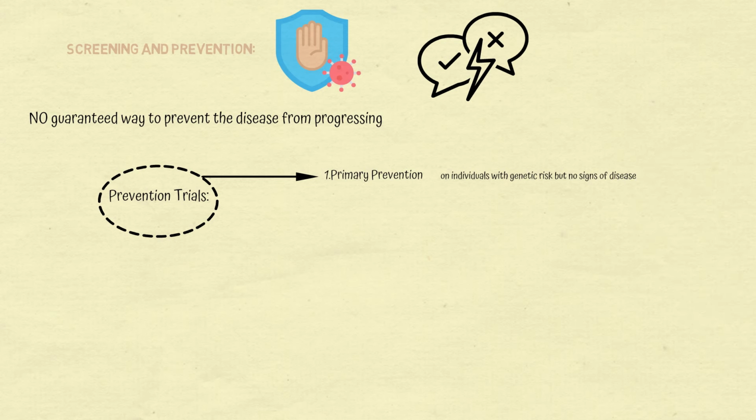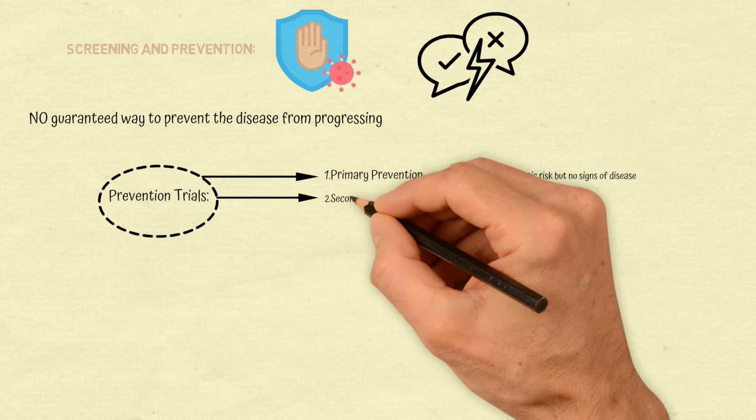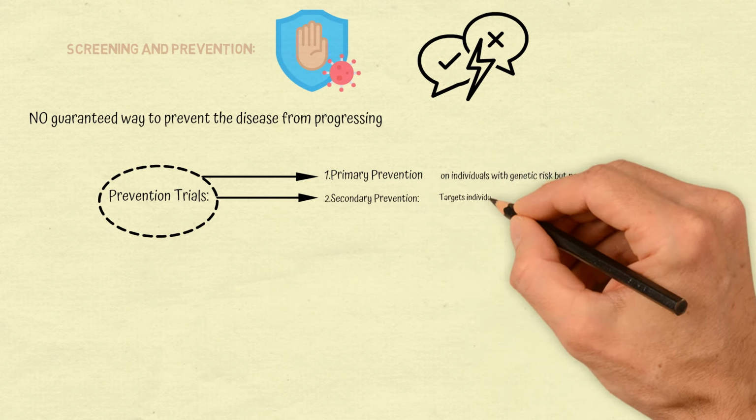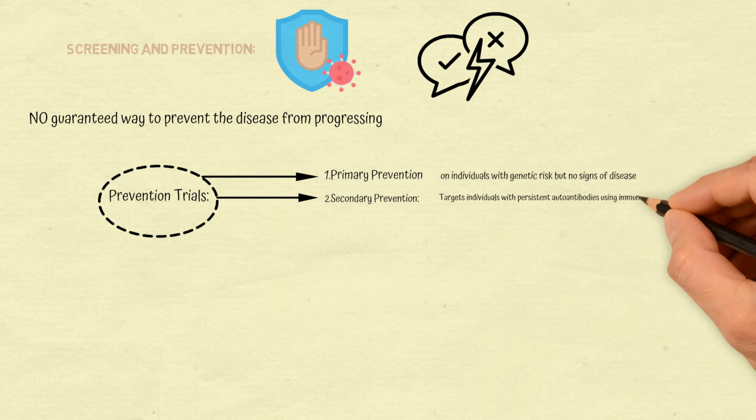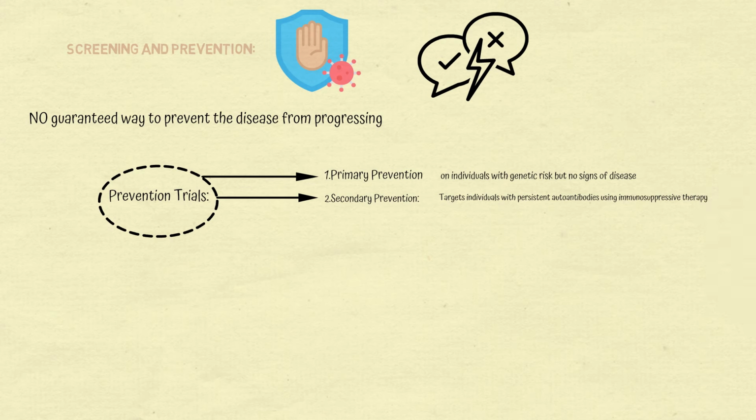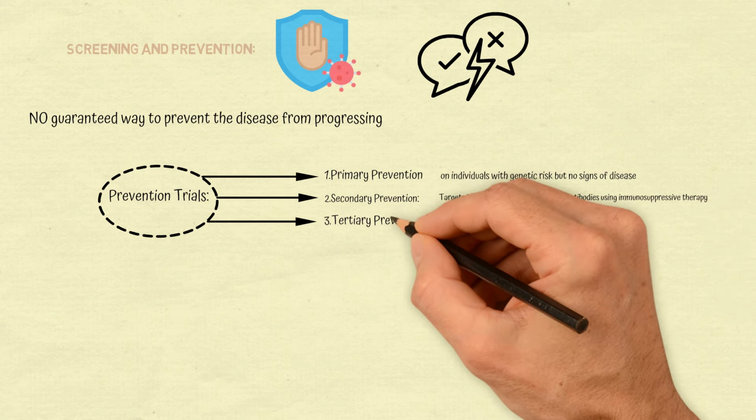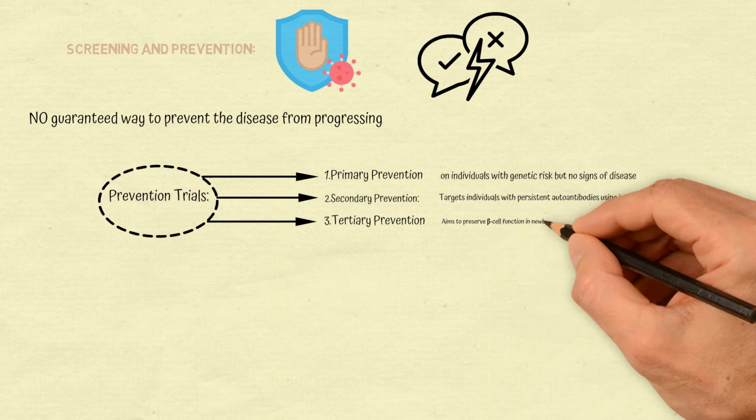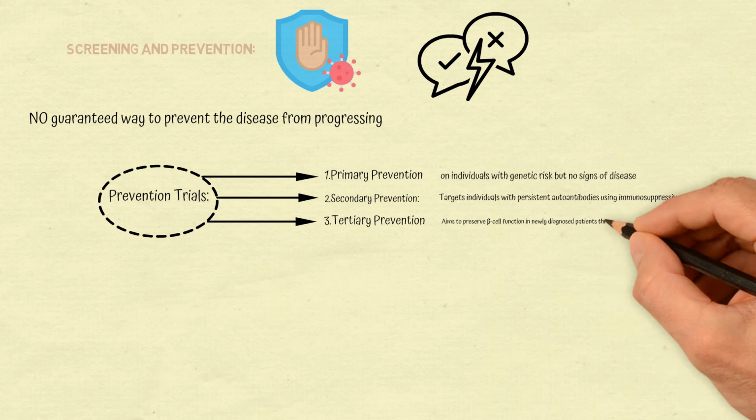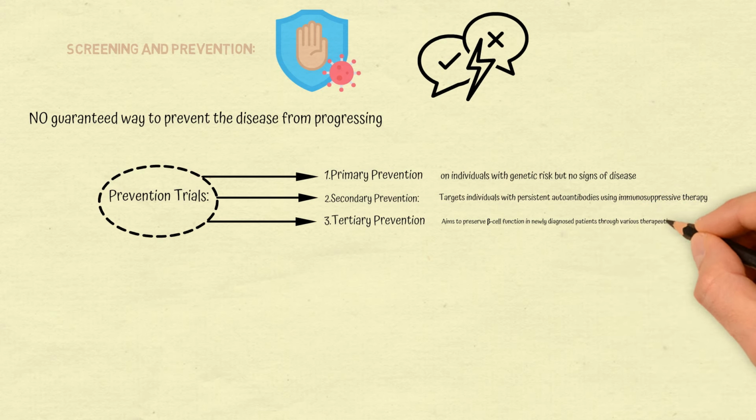Some trials are exploring dietary changes, like adding omega-3 or vitamin D supplements, to reduce risk. 2. Secondary prevention. Secondary prevention targets people who already have persistent autoantibodies, with treatments like immunosuppressive therapy aimed at delaying the disease. 3. Tertiary prevention. This approach focuses on preserving the remaining beta cell function in patients who have been newly diagnosed, using different therapeutic strategies. However, long-term success in preserving beta cell function remains elusive.